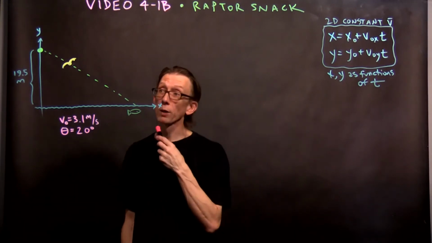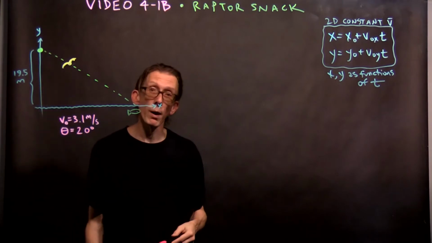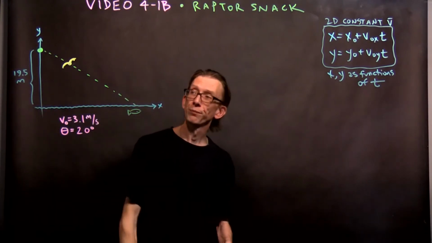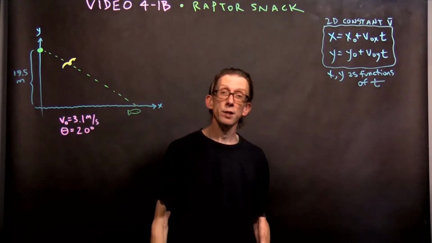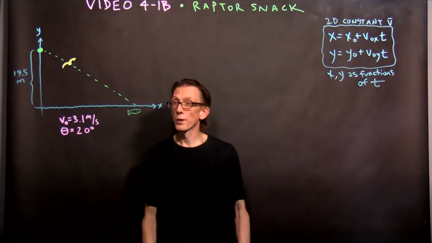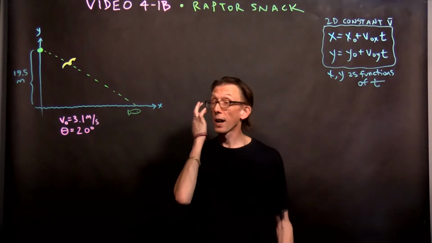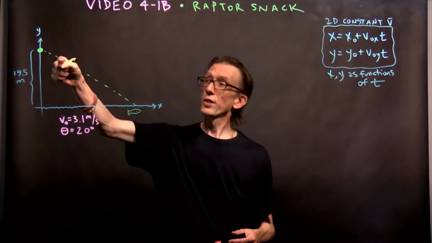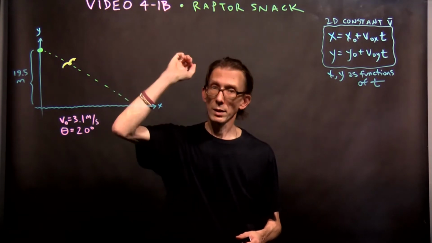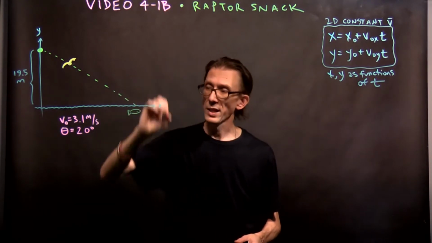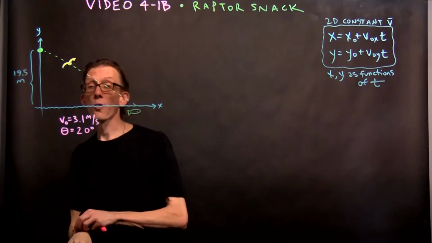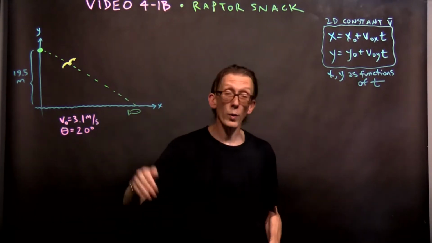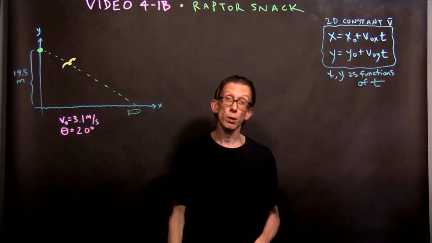So, the bald eagle starts 19.5 meters above the water. See the water here? The x-axis is the surface of the water. And the fish is very close to that surface. And the bald eagle spies the fish and decides it's lunchtime and goes for it, and drops down, moves along this line to get himself a snack. And travels at 3.1 meters per second, constant speed and constant direction, 20 degrees below the x-axis.